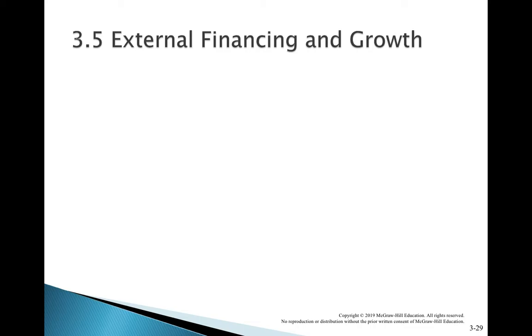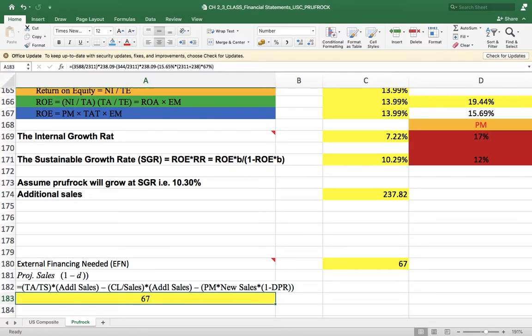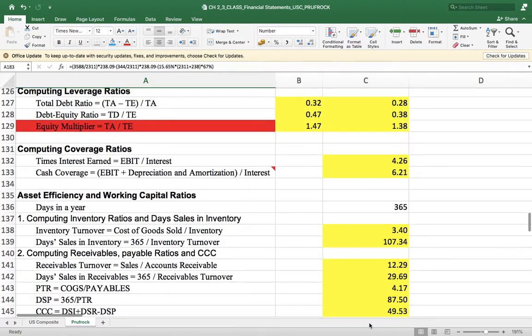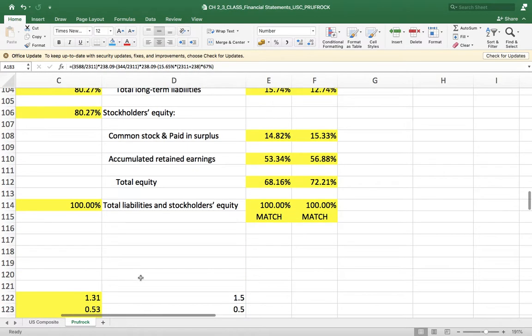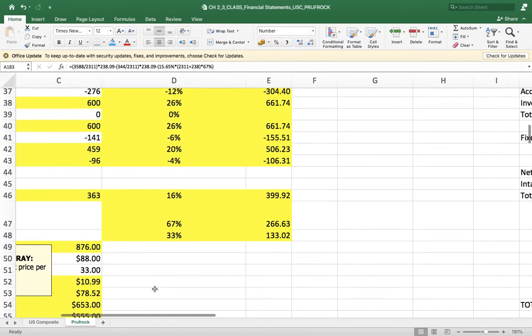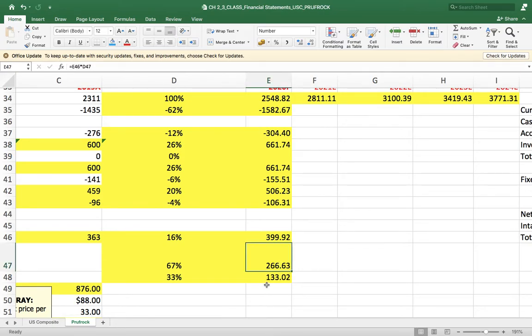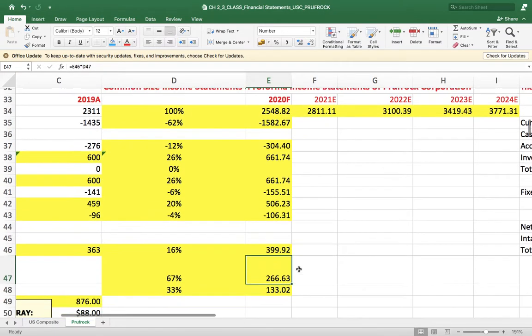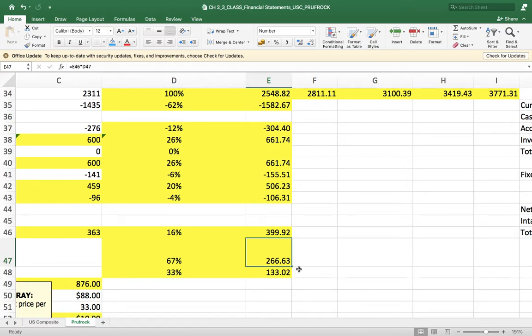We have seen in the previous example the retained earning of the company. We forecasted the retained earning; you can go to the income statement. Here is the accumulated retained earning. 266 million is the retained earning we forecasted for 2020. So if you are growing at a slow rate, this 266 million which is kept in the business might help for growth. You need not depend on external money, external funding.